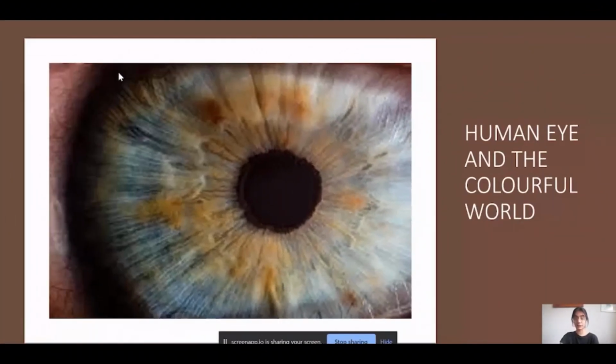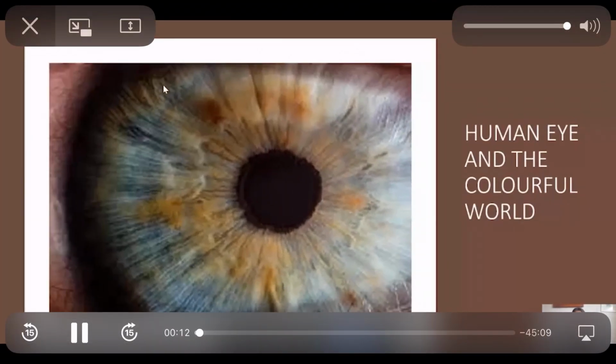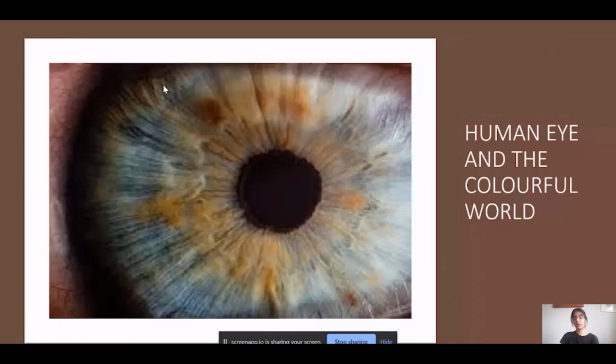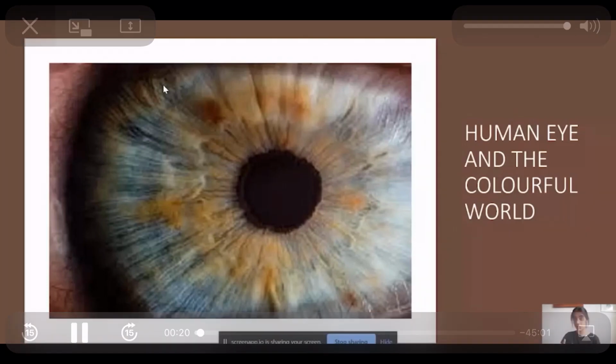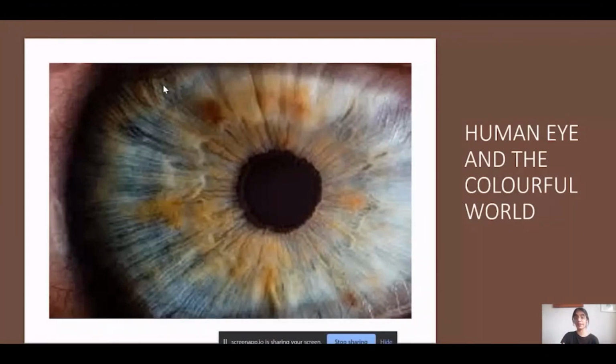Eye and the Colorful World. So this chapter, Human Eye and the Colorful World, is related to the chapters that we have studied before. It is related to light, it is related to reflection, and it is mostly related to the chapter Refraction of Light at Curved Surfaces. Why?